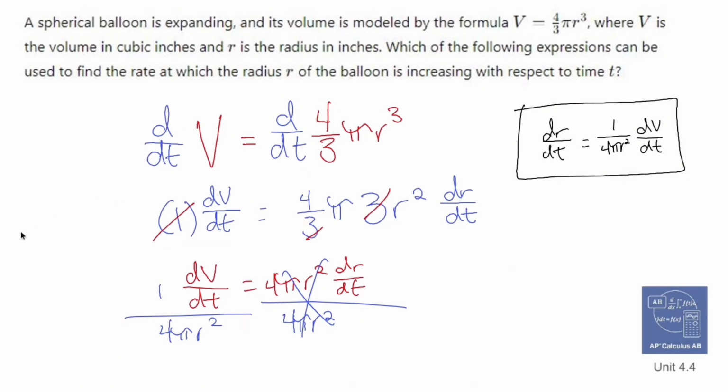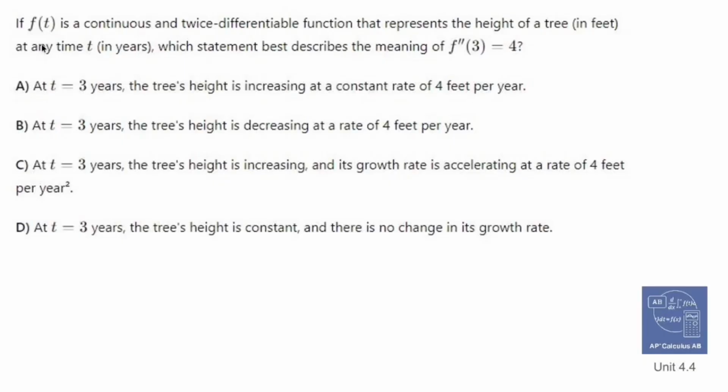And that's the formula that we can use for dr dt. Fun stuff, related rates. If f of t is a continuous and twice differentiable function that represents the height of a tree in feet at any time t in years, which statement best describes the meaning of f double prime of 3 equals 4?